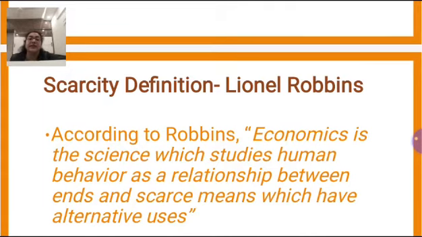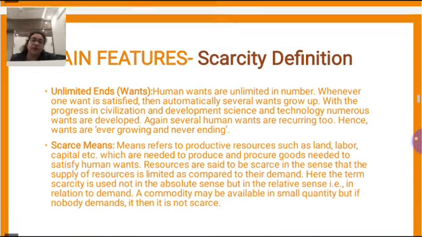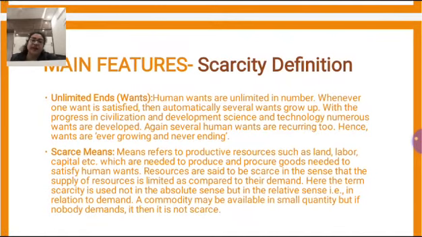Now let us discuss the features of this definition. So what are the main features of this definition? The first one is unlimited ends. Now if you talk about human wants, they are unlimited, right? And everybody can feel this. Because the moment one want is satisfied, some other want grows up, right? There is some other want, you want something else.